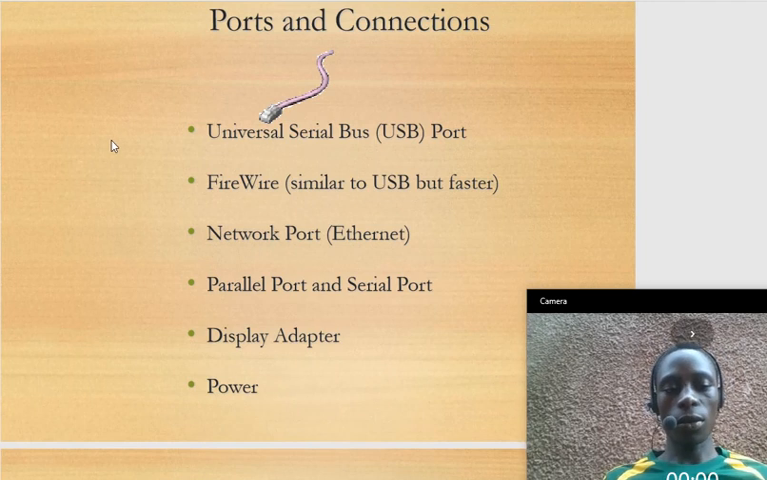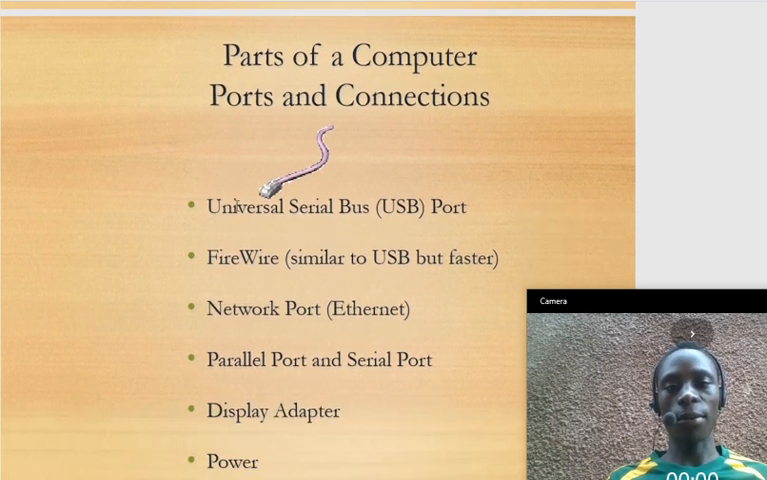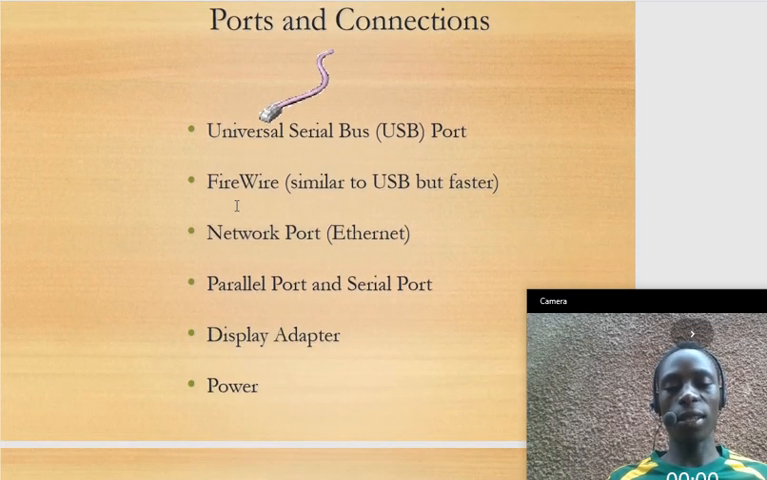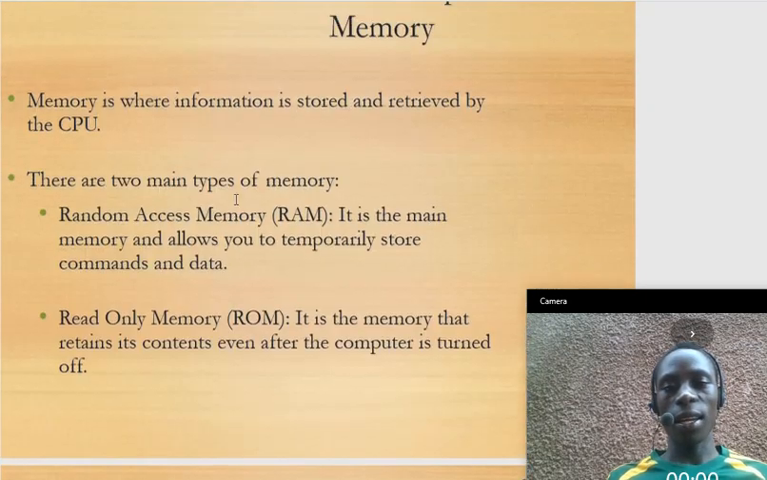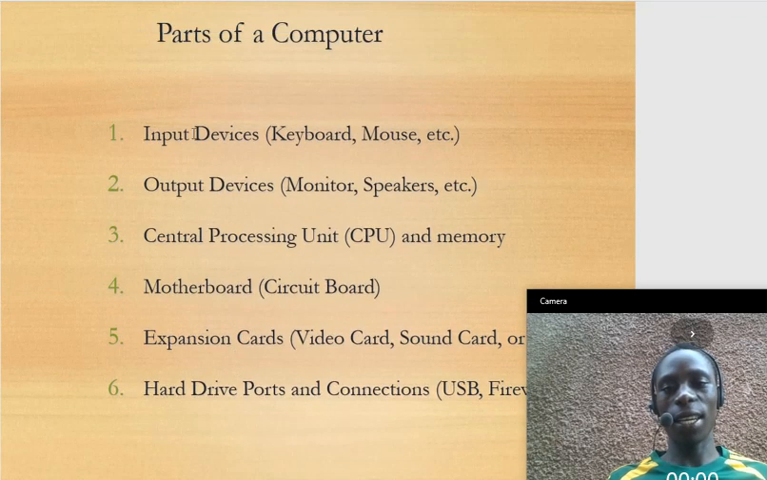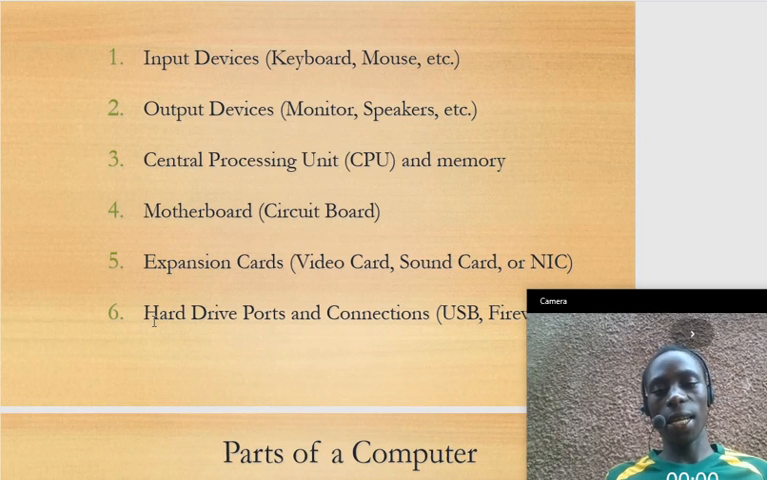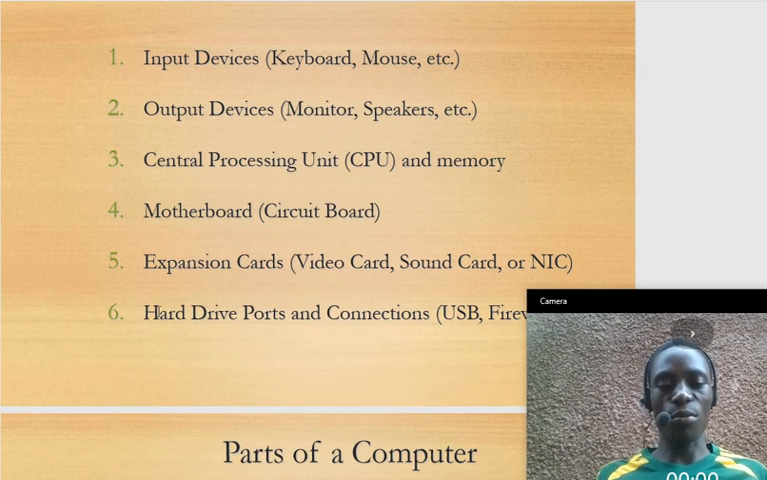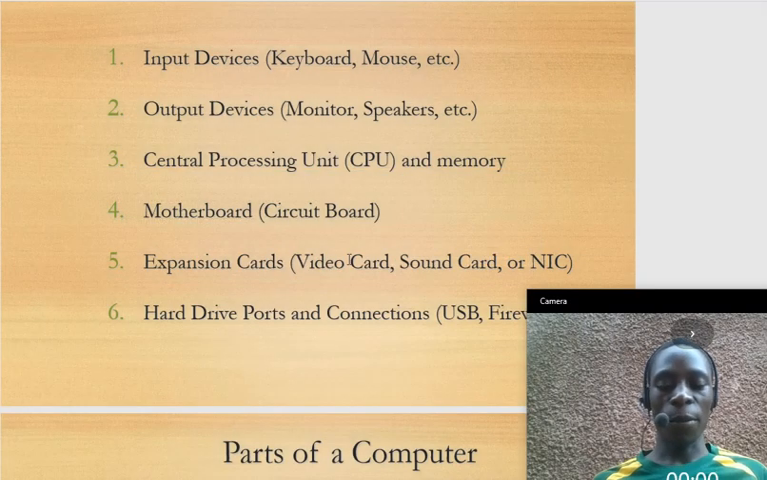So that makes the end of our second tutorial. We have looked at the parts of the computers that we described up here, like I said before we left for the first slide: the inputs, the outputs, the central processing unit, the motherboard, the expansion card, and other parts of the computer.